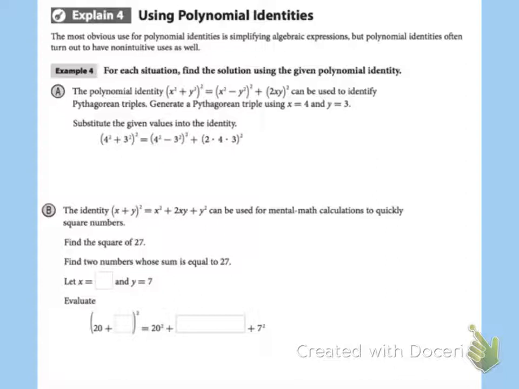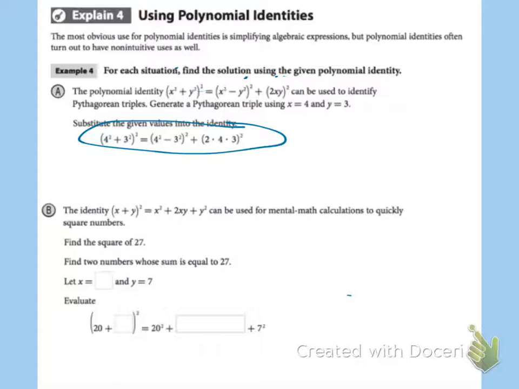So what we would do is take that x of 4 and plug that in wherever we see x, and the 3 for y. In every situation we would just plug the x in for x and the y in for y, right? And when we do, it would look like this, right here. And if we simplified that, it would reveal another Pythagorean triple.